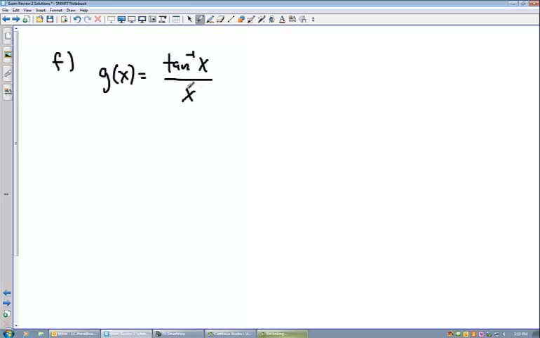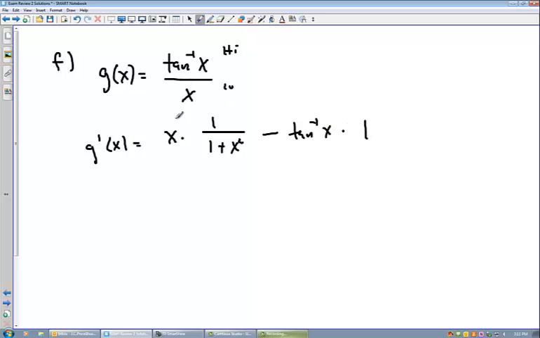And again, this is another quotient rule. I have a high and a low. So here's my high, here's my low. And to find g prime of x, I just say it. It's low d high, so x times derivative of the high, and the derivative of tan inverse is 1 over 1 plus x squared, minus the high, so tan inverse of x, times the derivative of the low, which is just 1. The low function is x, so the derivative is just 1. All over low squared, so all over x squared. So derivative is done. The rest is algebra.